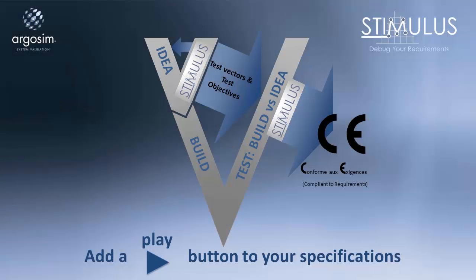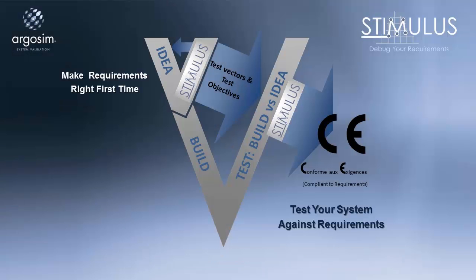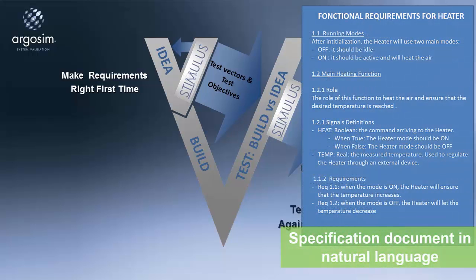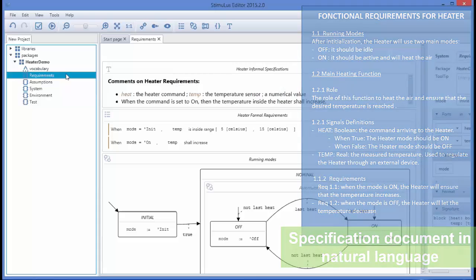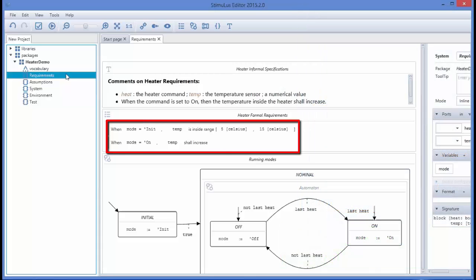Hello! How to model and validate embedded systems functional requirements with Stimulus. Let's take a very simple example, a heating system with a heat command and the measured temperature. Here are two textual requirements.